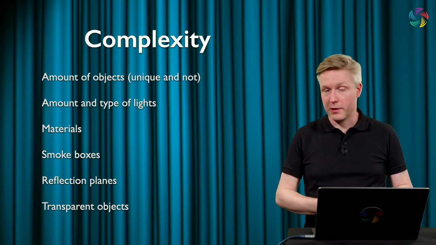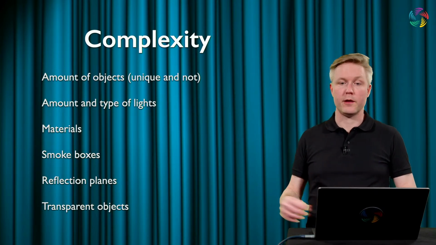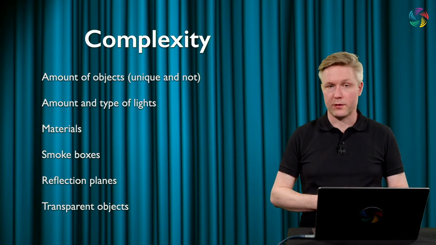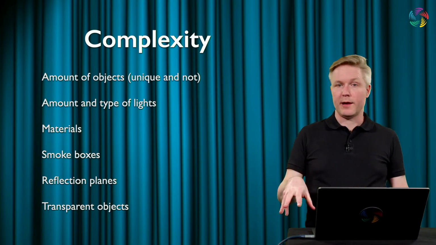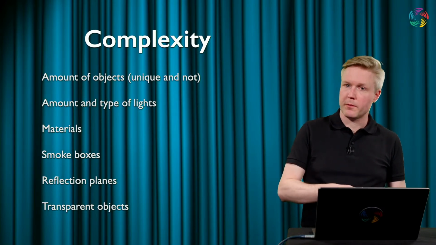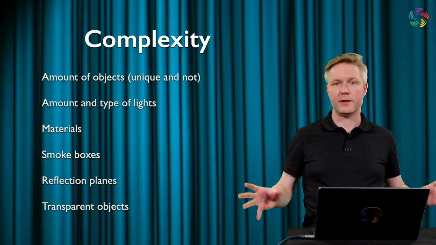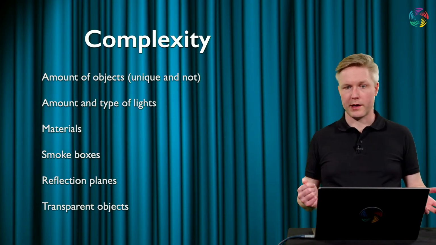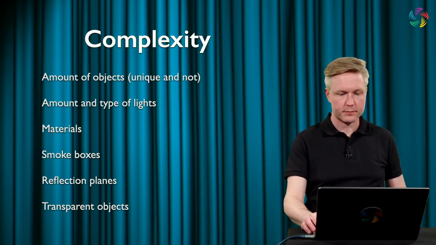Similarly with reflection planes, if you use them, they are quite resource hungry. And finally, also transparent objects. They also tend to slow down performance. Not necessarily so much if you have a few of them, but if you have a lot of them, like a wall in many segments, for instance, or a large amount of scrims or anything like that, then yes, that can also affect performance.